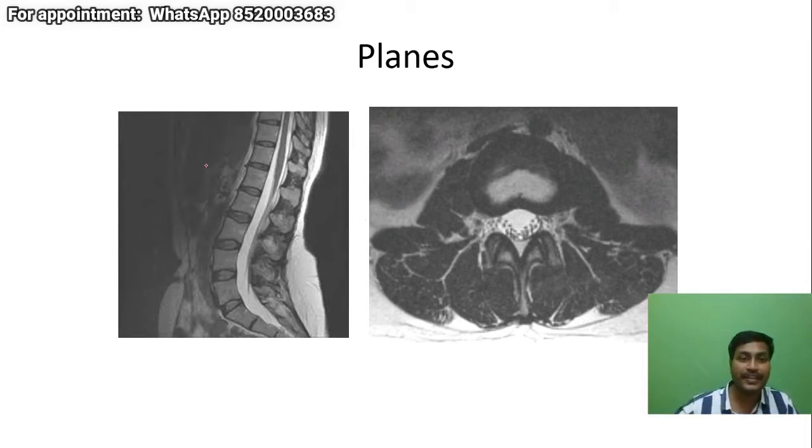So coming to the plane, I'm labeling this as A, I'm labeling this as B. Can everyone tell me what is A? Is it a sagittal cut or the axial cut? I'm waiting for your answer.